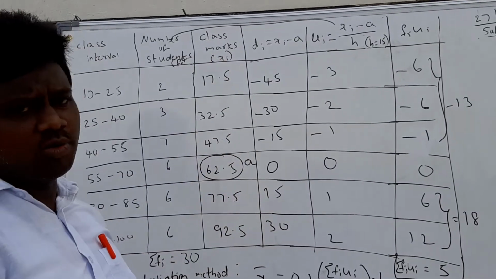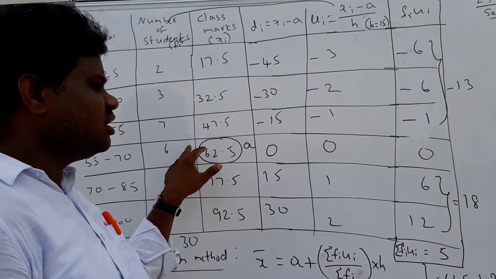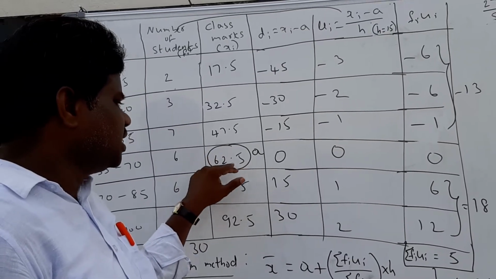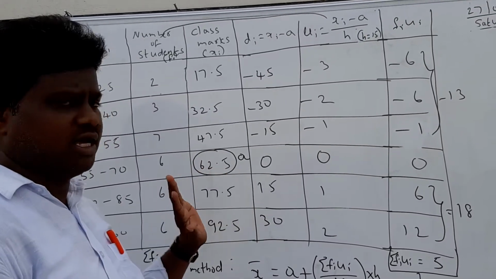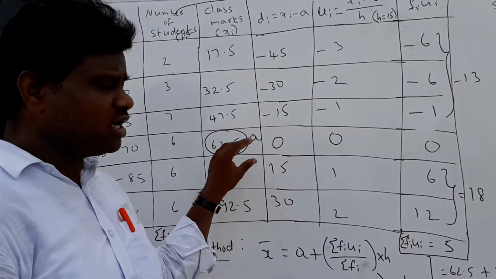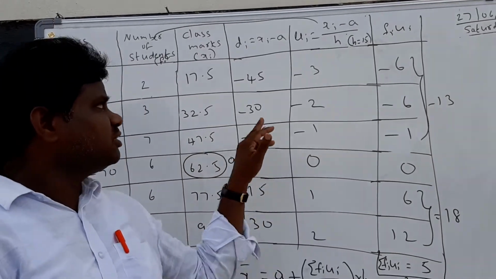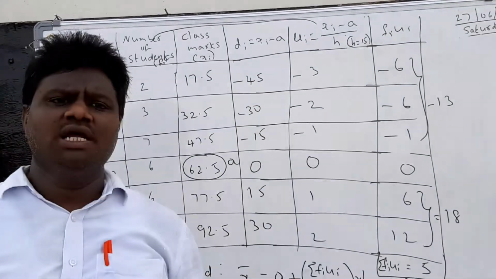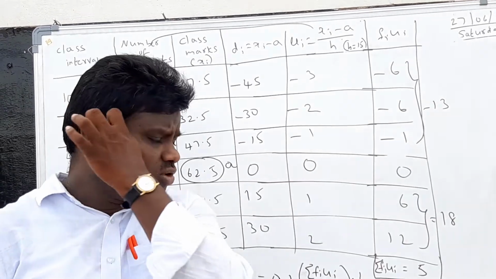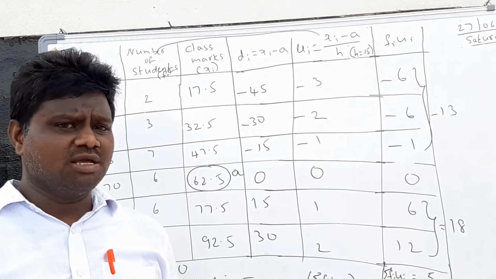You can take any one, no problem. Why am I taking this one? For convenience, I am taking A equal to 62.5. If you take a middle value as the assumed mean, you will get the calculation easily. After that you have to calculate Di. Di is equal to Xi minus A.